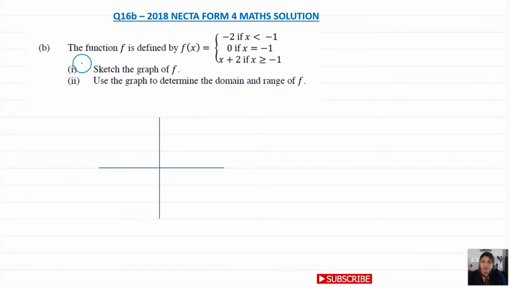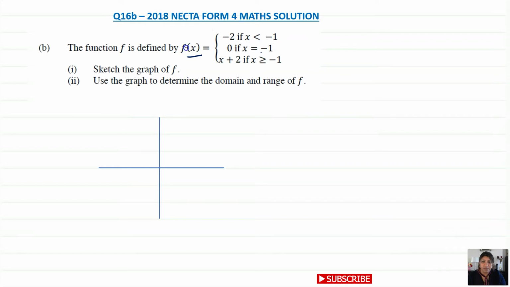Question 16a is already completed. This question is about piecewise functions, so we're asked to graph and then state the domain and range. Let's start. We are told the function f is defined by f(x) equals -2 when x is less than -1, f(x) is 0 when x is equal to -1, and f(x) is equal to x plus 2 when x is greater than or equal to -1. We're asked to sketch the graph of f, and to determine the domain and range of f.